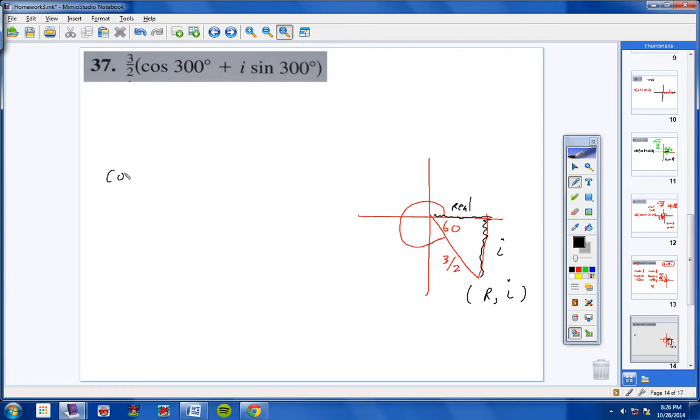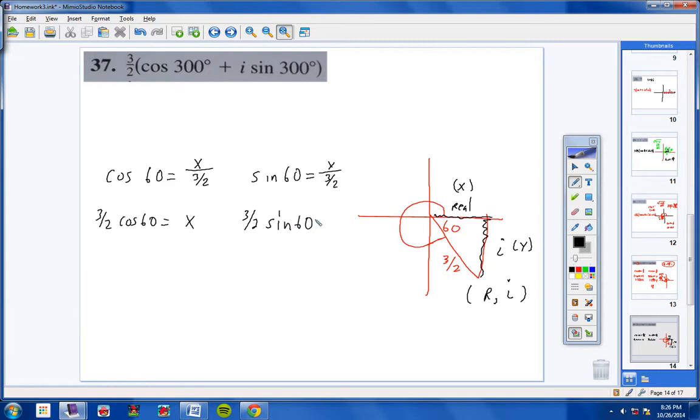So we'll say cosine of 60 is, I probably should keep it x and y. That's what I'm going to do from now on. Cosine of 60 is x over 3/2. Multiply both sides by 3/2. And sine of 60 would be y over 3/2. Multiply both sides by 3/2. And we have this right here.